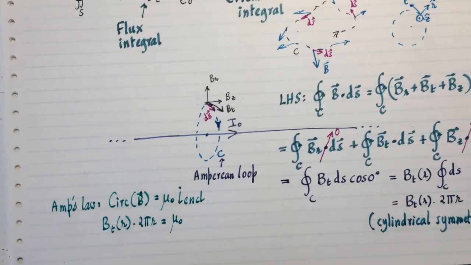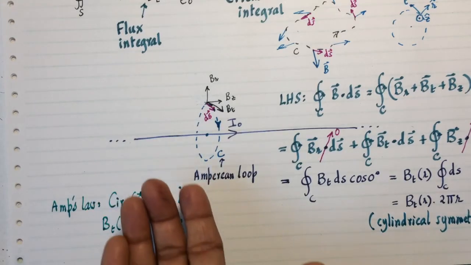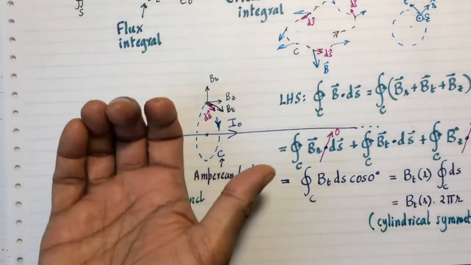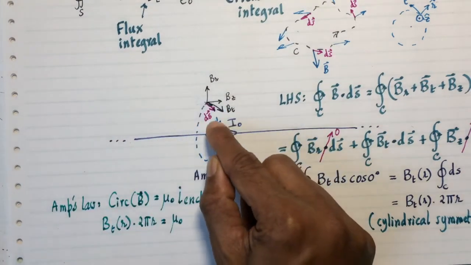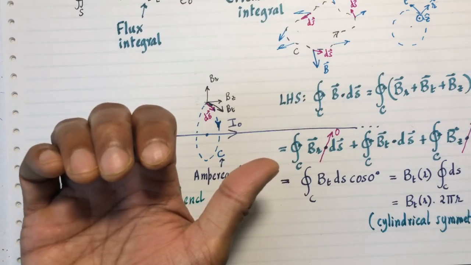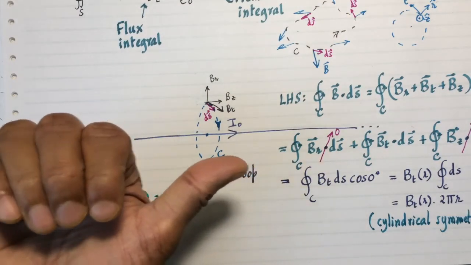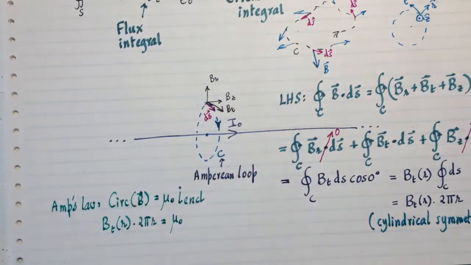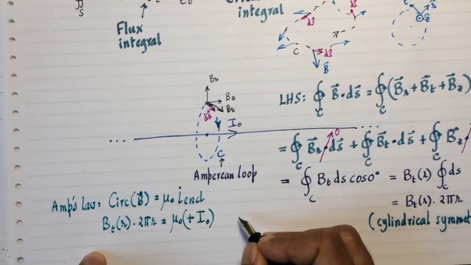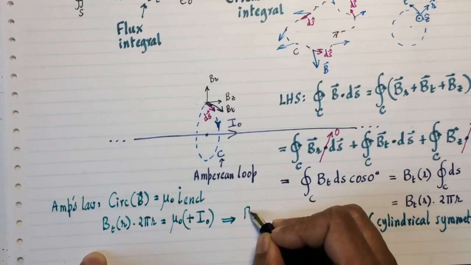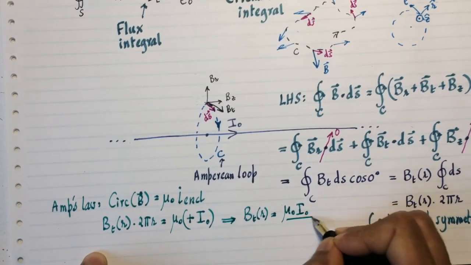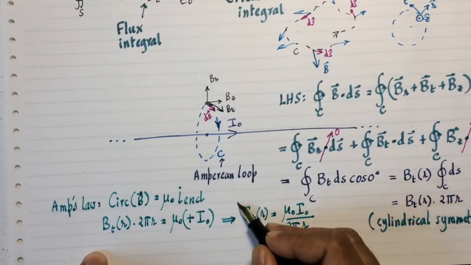So here's a right-hand rule for your benefit. If the direction of the loop circulation, remember I told you the arrow was coming towards me, is encircled by your right hand fingers, then the thumb gives you the direction of positive current. Okay, so that's positive I naught. Done. Now we just have to divide both sides by 2 pi r, and I get Bt as a function of r equals mu naught I naught over 2 pi r. And that's the result for an infinite wire.